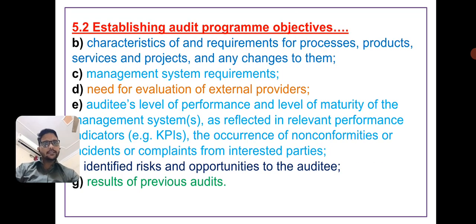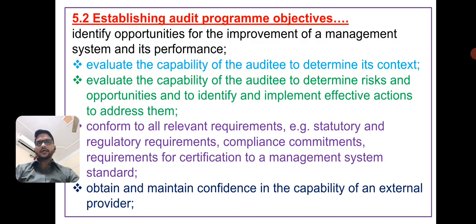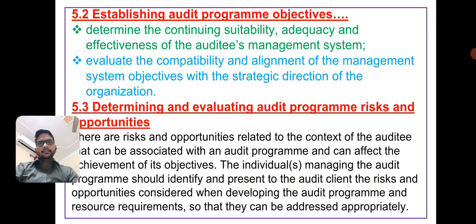And next are management system requirements, the need for evaluation of external providers, the auditee's level of performance and level of maturity, identified risks and opportunities of the auditee, and results of previous audits. Next is identifying opportunities for improvement of the management system, evaluating the capability of the auditee to determine its context, evaluating the capability of the auditee to determine risk and opportunity, conformity with all relevant requirements, regulatory requirements and certifications, and obtaining and maintaining confidence in the capability of the external provider. Next is determining the continuing suitability, adequacy and effectiveness of the auditee's management system, and evaluating the compatibility and alignment of management system objectives with the strategic direction of the organization.